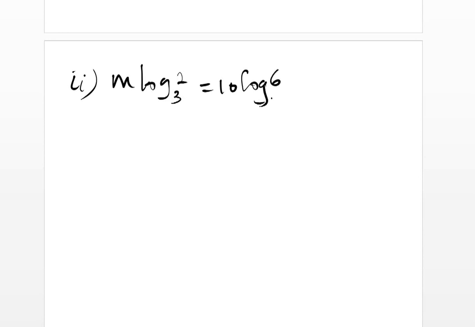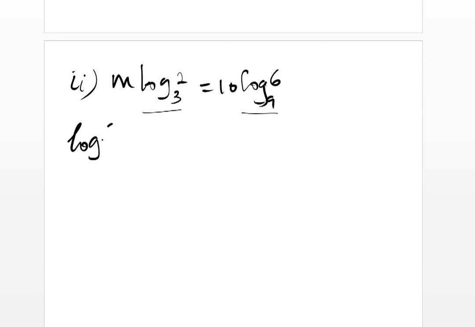Roman 2. We are given an equation: m log 2 base 3 is equal to 10 log 6 base 9. Now we can simplify this. This one is in base 3, and this one can also be written in base 3.